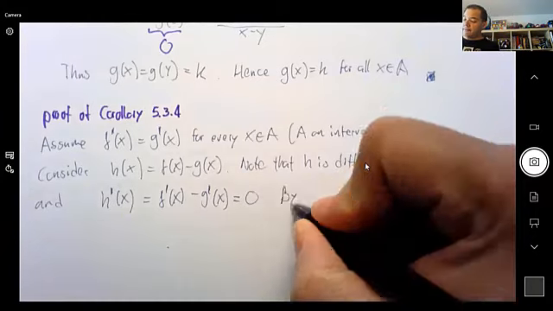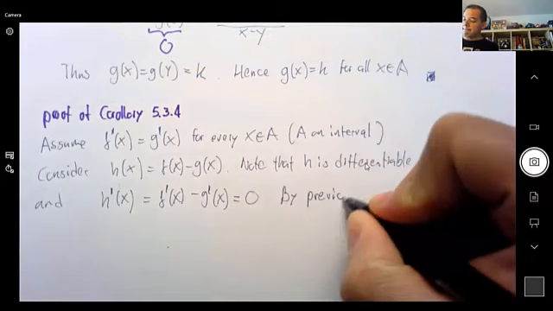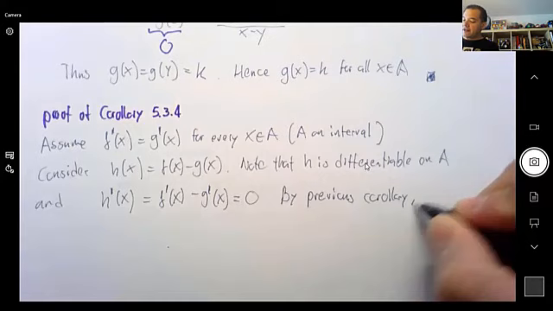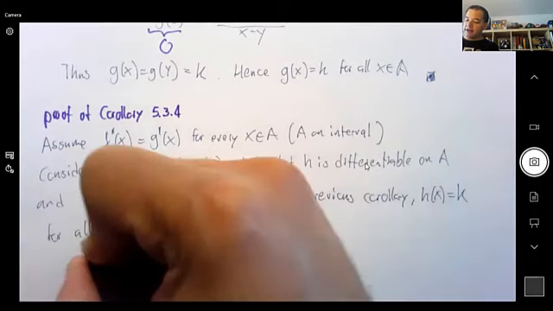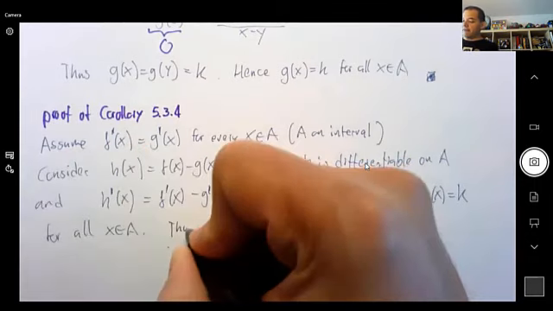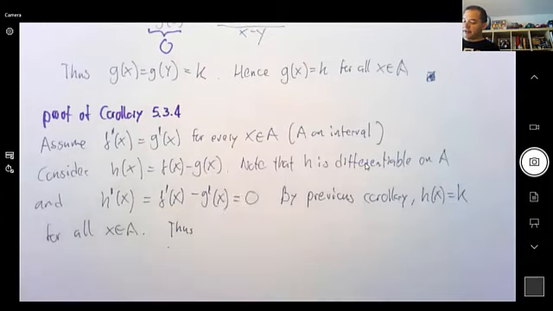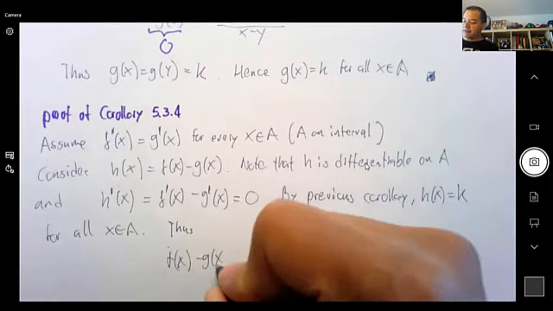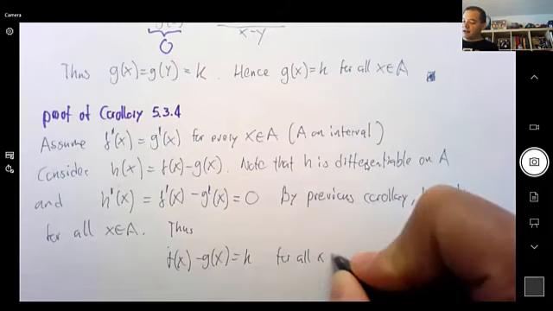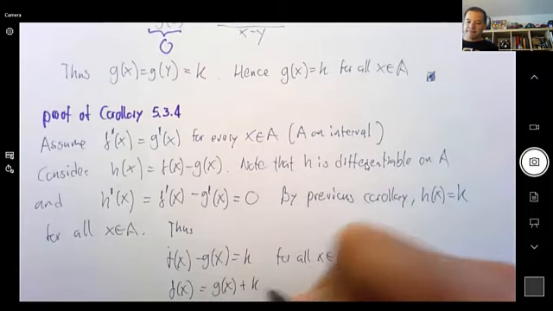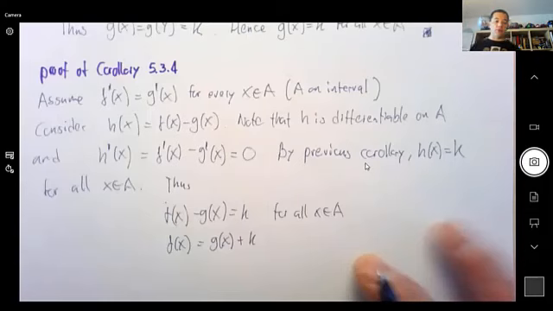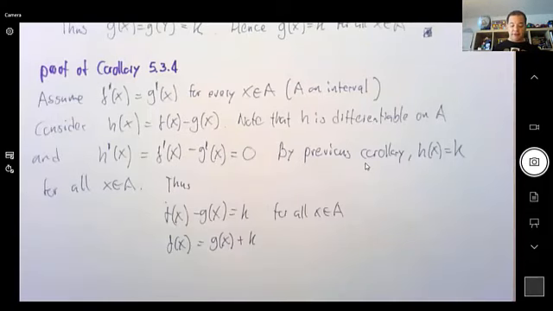By the previous corollary, h of x equals some constant k for all x in A. And now if you go back to what f and g are, this tells us that f minus g equals k for all x in A, or what is the same, f is g plus k. Just like we said, so one function is equal to the other plus a constant, right? Now the constant can be negative, it can be any real number, so plus or minus a constant if you want to put it that way.